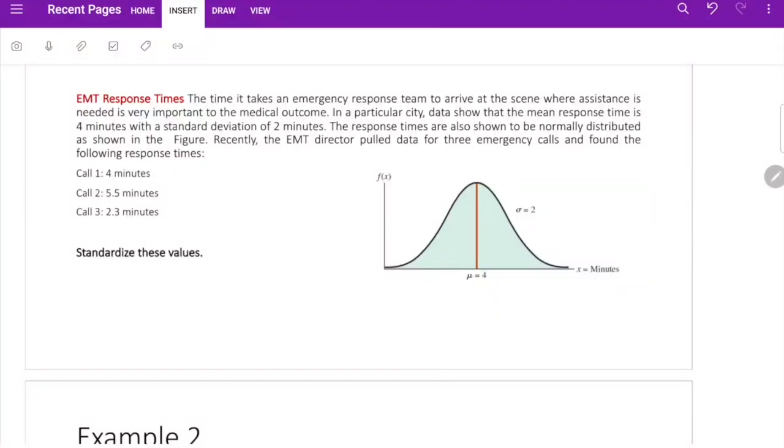Some applications here, and we'll introduce another idea about the normal and standard normal distribution. The last idea we'll be discussing is the uniform distribution. But now let's go over these examples.